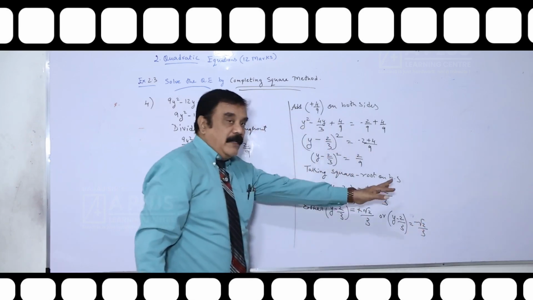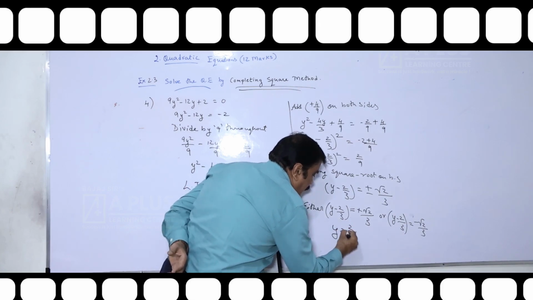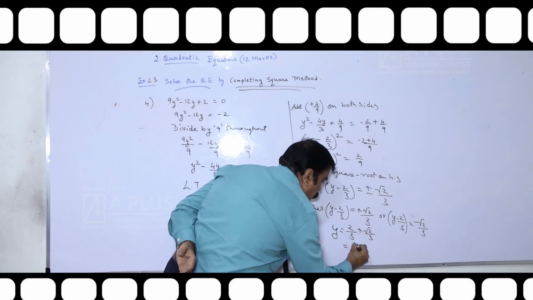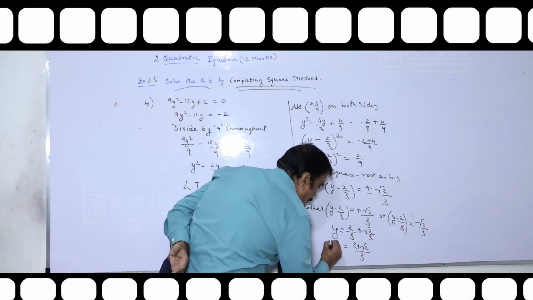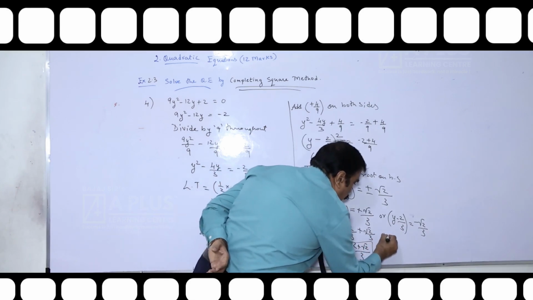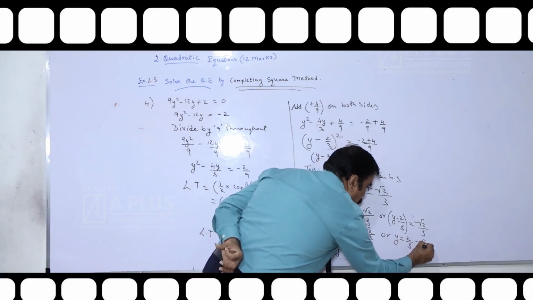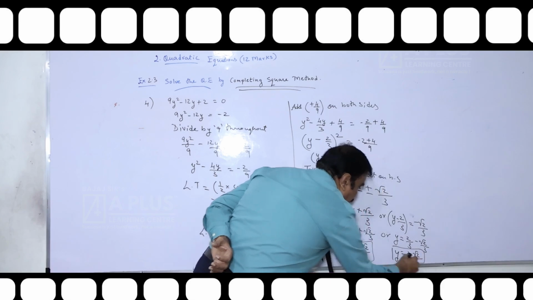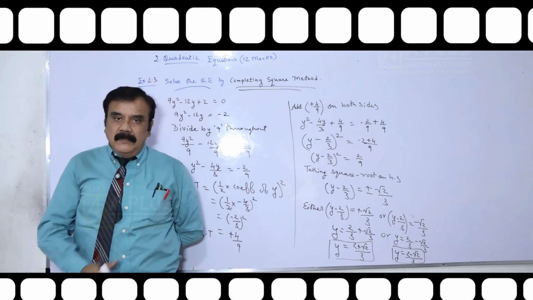Then you bring that 2 by 3 to that side. So what will you get? Y is equal to 2 by 3 plus root 2 by 3. That will give you 2 plus root 2 upon 3. The answer will be 2 plus root 2 upon 3. That is one value of y. Or what will you get? Y is equal to 2 by 3 minus root 2 by 3. So that will give you 2 minus root 2 upon 3. That is y. Is that clear? This is your answer. This is how you should solve. Okay, children?